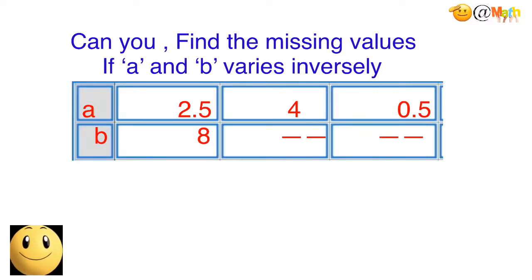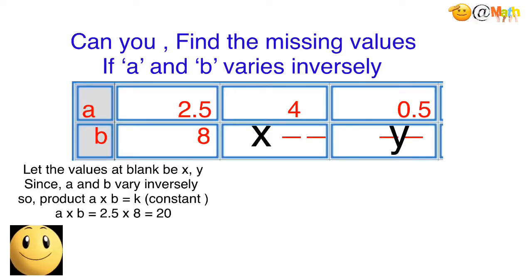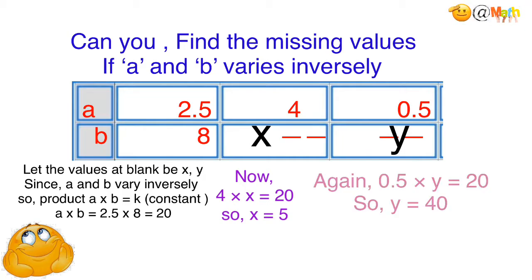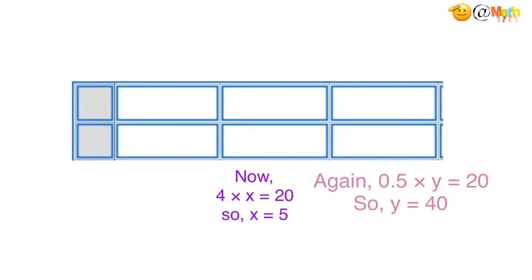Can you find the missing values if a and b vary inversely? Now let me solve this. Let the values at the blanks be x and y. Since a and b vary inversely, the product of a and b should be constant, which is equal to 20. Now 4 into x is equal to 20, so x is equal to 5. Similarly, we can find the value of y, which is 40.